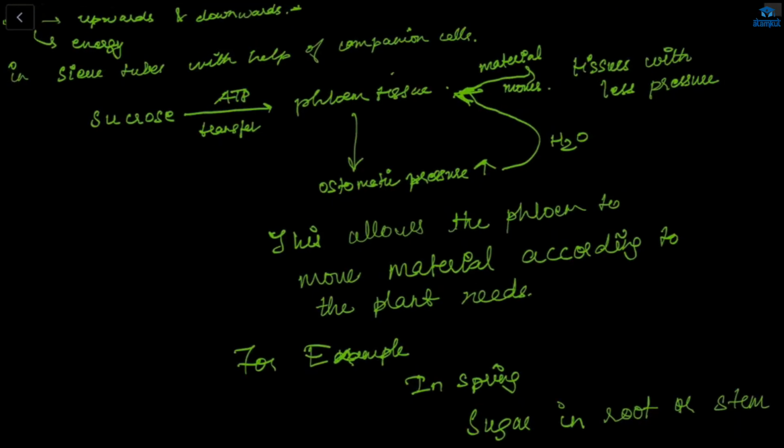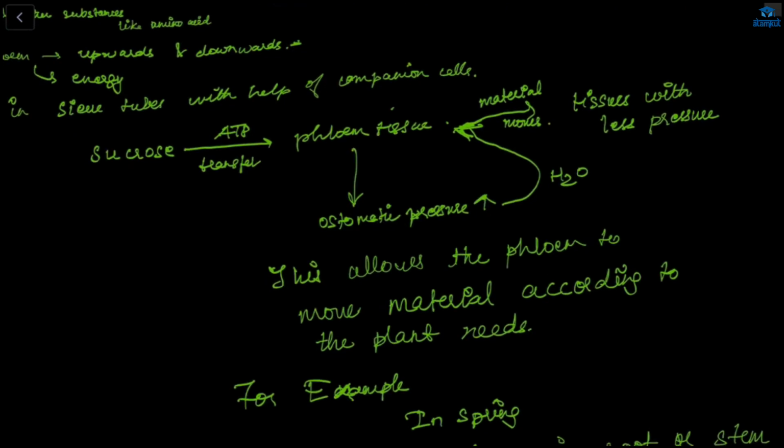Okay. So till here you got right. For example, you can take sucrose. It will be transferred into phloem tissues. How will it be transferred? With the help of ATP. It is moving against the gradient, right? So it requires ATP. And what will happen? The osmotic pressure will increase, and the water will move inside that tissue. Okay, and after that, materials will move into tissues with less pressure.